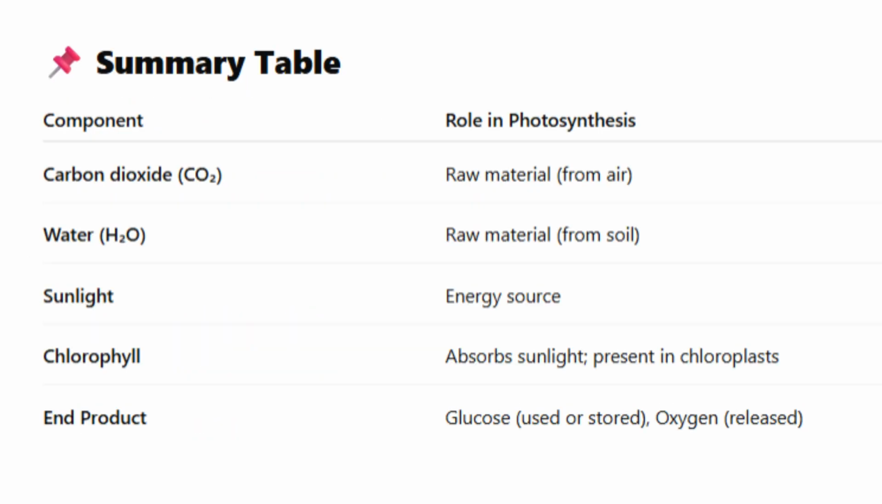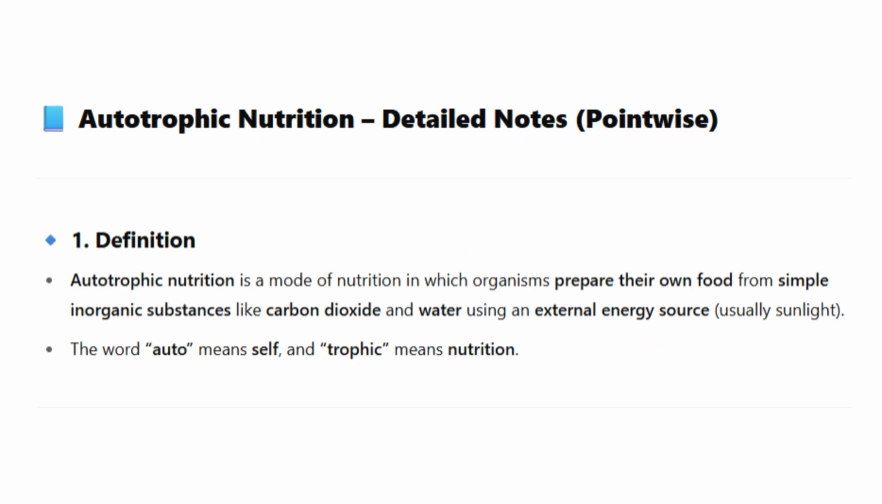Summary table: component and role in photosynthesis. Carbon dioxide, CO2: raw material from air. Water, H2O: raw material from soil. Sunlight: energy source. Chlorophyll: absorbs sunlight, present in chloroplasts. End product: glucose, used or stored. Oxygen: released.